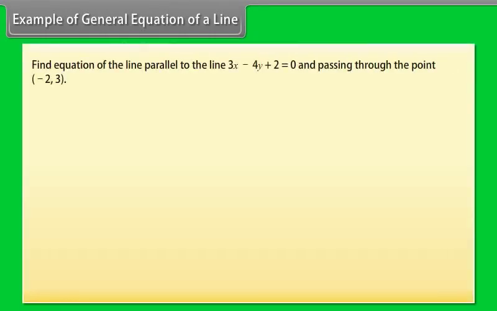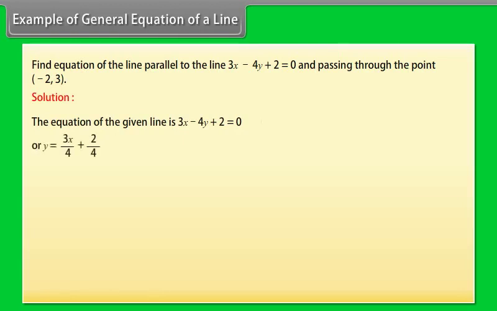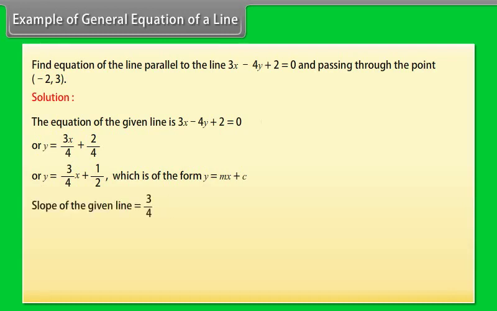Example of general equation of a line. Find the equation of the line parallel to the line 3x - 4y + 2 = 0 and passing through the point (-2, 3). Solution. The equation of the given line is 3x - 4y + 2 = 0, or y = 3x/4 + 2/4, or y = 3x/4 + 1/2, which is of the form y = mx + c. Slope of the given line is 3/4.